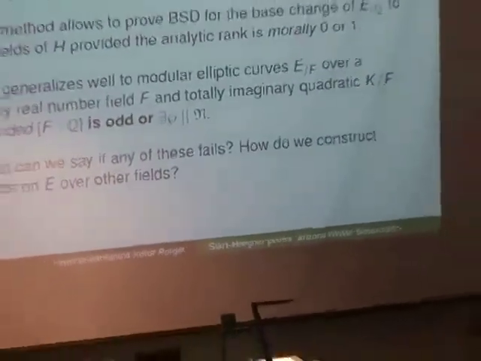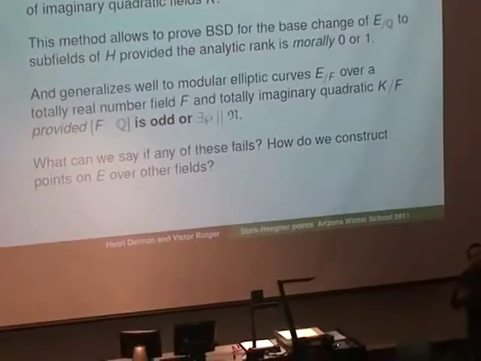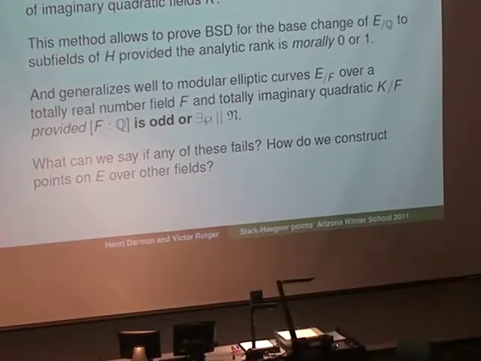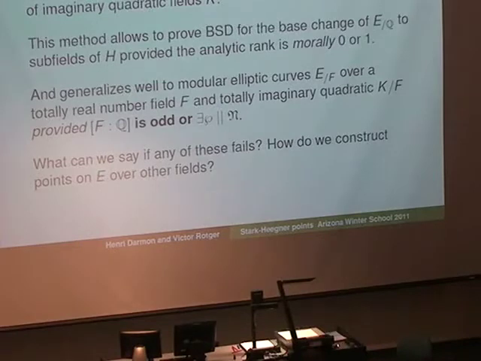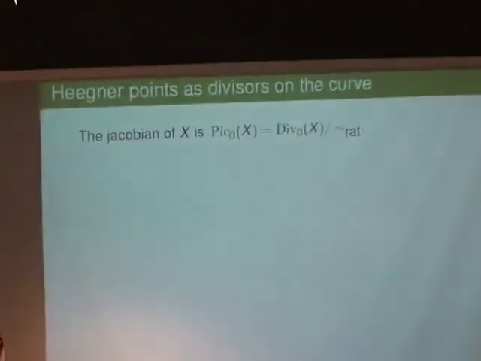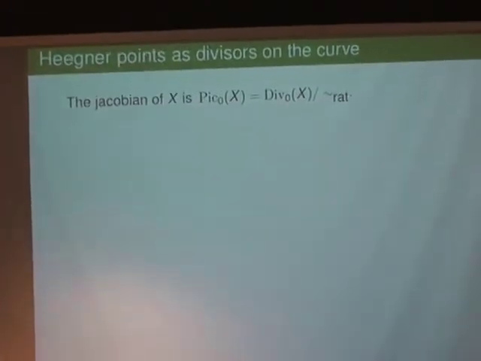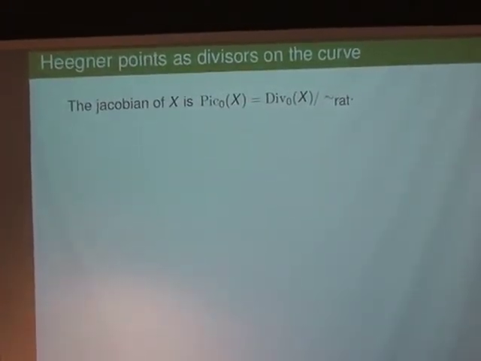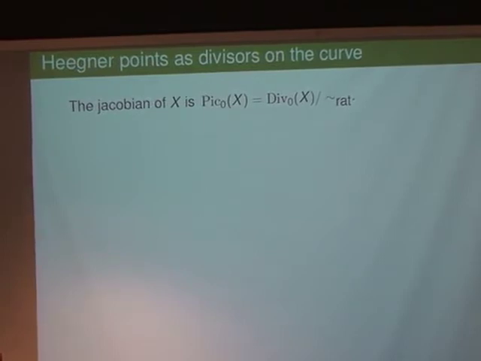And well, the main question remains, so even when E is defined over Q, what happens when we look at the rational points over a real quadratic field or over other fields? This is the main question. What I'm going to do now is to rephrase all this construction of Heegner points in different terms, so that this will allow us to proceed to other constructions.